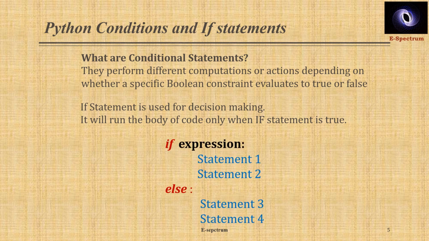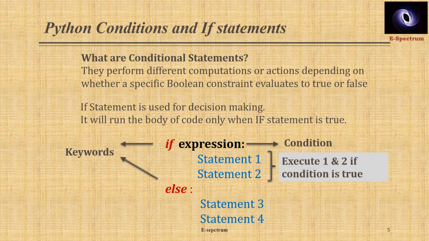So this is the syntax in Python. If you have an expression, the colon is compulsory. This is statement 1 and statement 2, that is the body of if, which will be executed if the expression evaluated is true. Else statement 3 and 4 will be executed. Here if and else are called keywords. Expression is the condition under test. Statement 1, statement 2 are executed if the condition is true. Statement 3, 4 are executed if the condition is false.